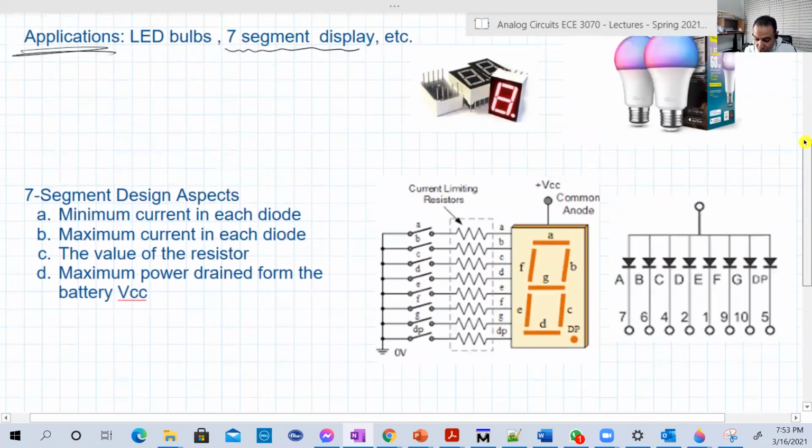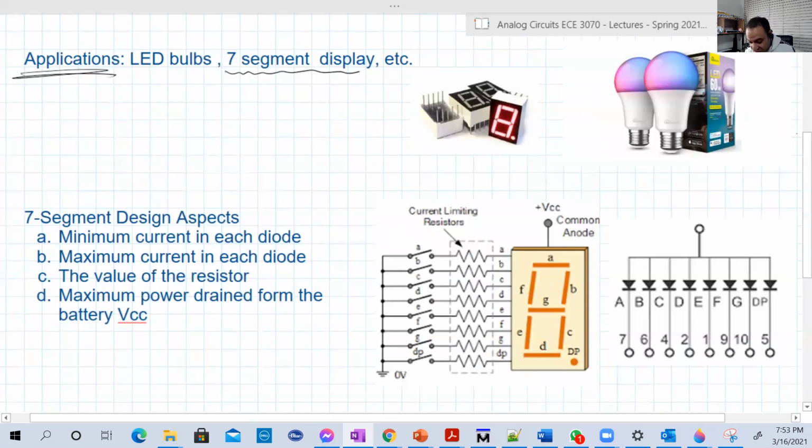So I'm going to explain a little bit about 7-segment displays because they are really nice and really interesting. Basically, a 7-segment display is just 7 LEDs. Sometimes you have a decimal point, so you have 8 LEDs, but it's common to name it 7-segment. The decimal point LED would be the 8th LED.